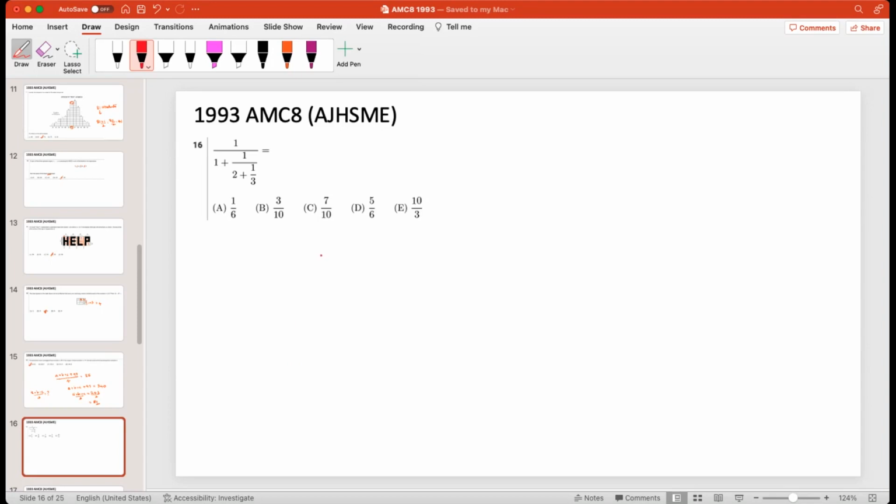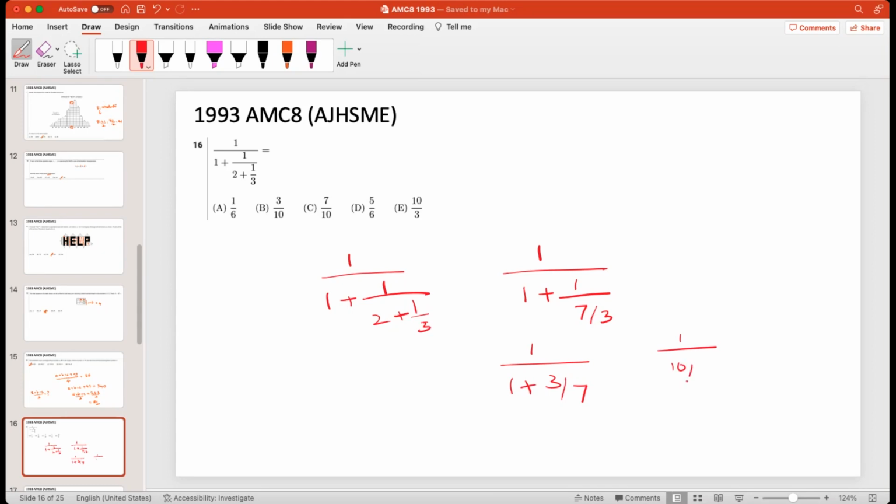Okay, going to question number 16. This is just a simple calculation problem, right? So I'm just going to say there is 1 by 1 plus 1 by 2 plus 1 by 3, right? So this will be 1 by 1 plus 1 by 7 by 3, correct? So this is nothing but 1 by 1 plus 3 by 7, 1 by 10 by 7, which is nothing but 7 by 10. Just answer option C. Going to the next question.